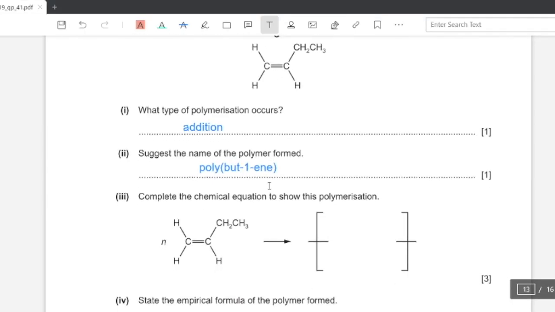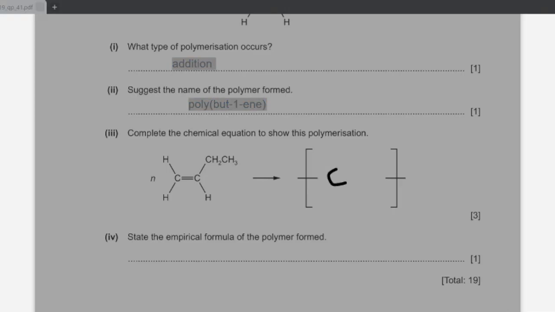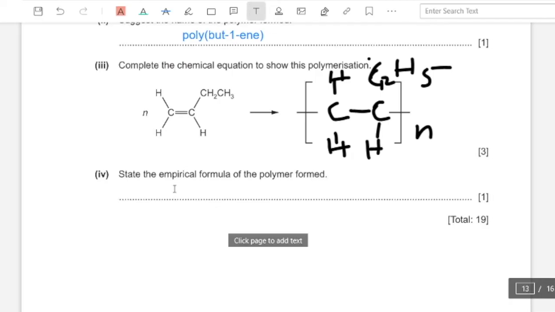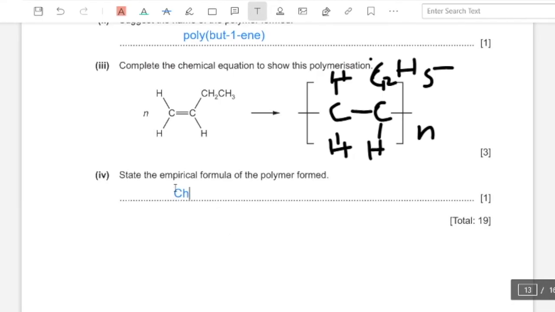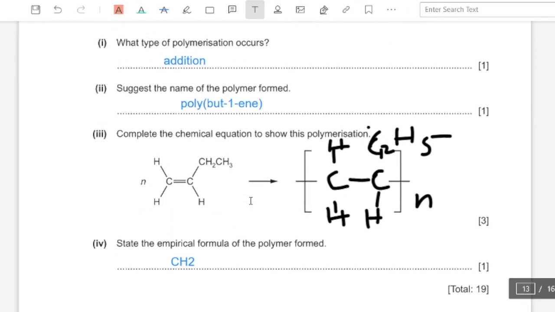Complete the chemical equation to show this polymerization. Alright, so this is going to be pretty much the same. The only difference is going to be the opening up of the bond. So we have the same number of carbon over here, C2, H5, as we had earlier in the reactant side. The number of hydrogen also remains the same. We're going to write an n over here. State the empirical formula of the polymer formed. So empirical formula means the simplest formula. So we have CH2, since this has formed from CH2. Alright, so we are done with this paper. Thank you for watching.